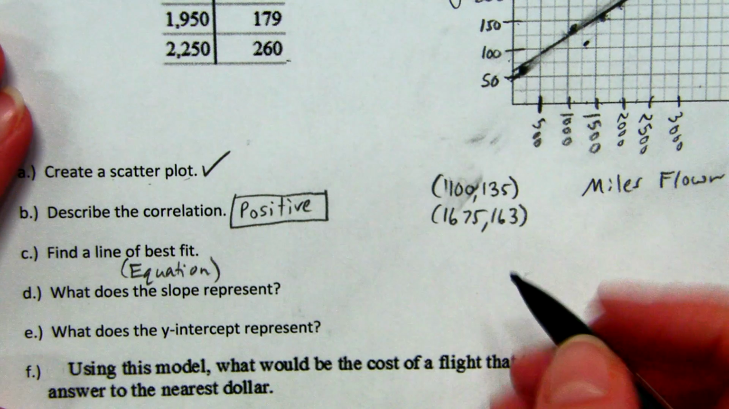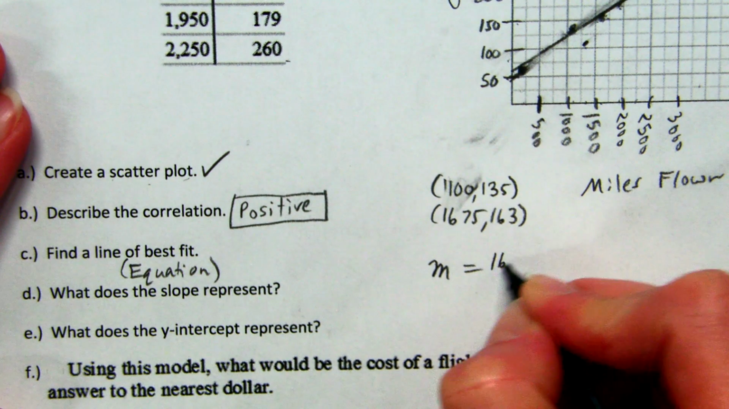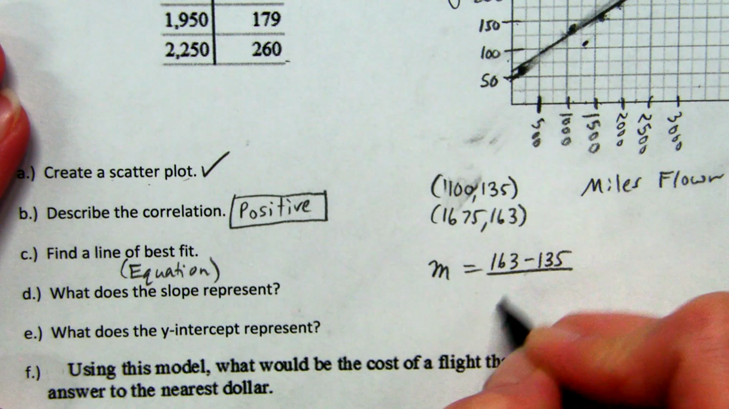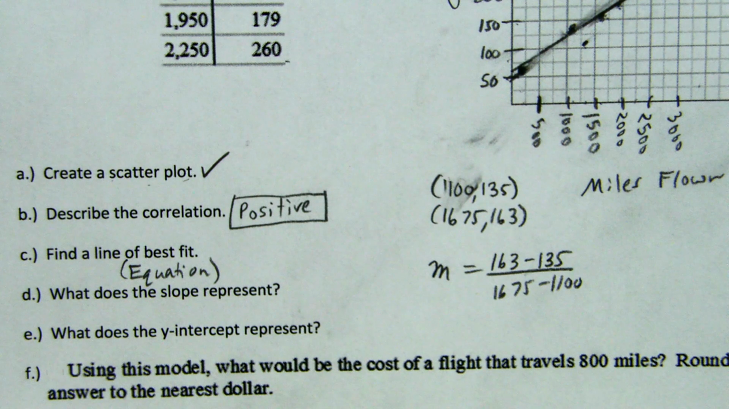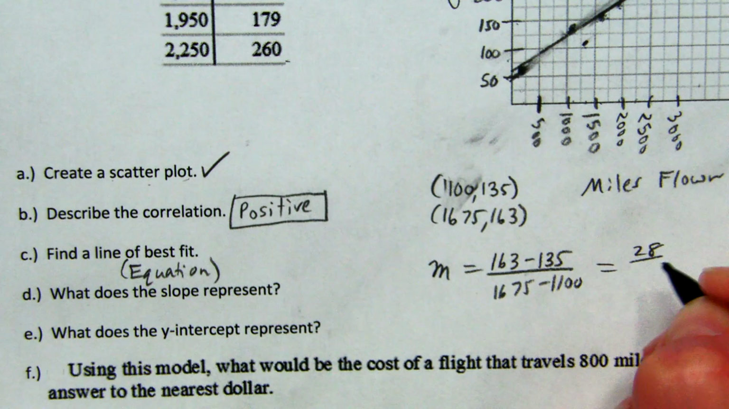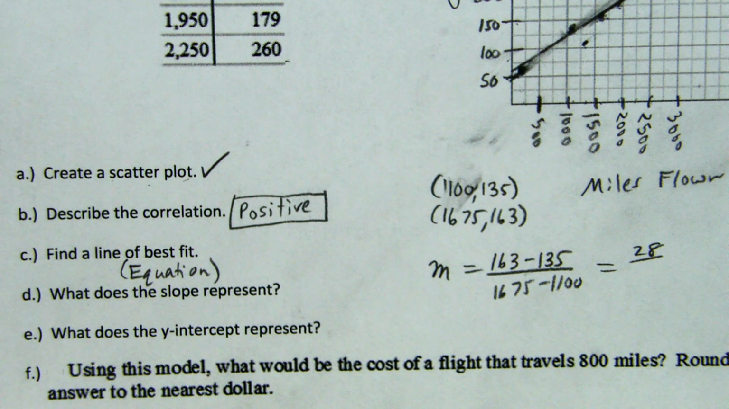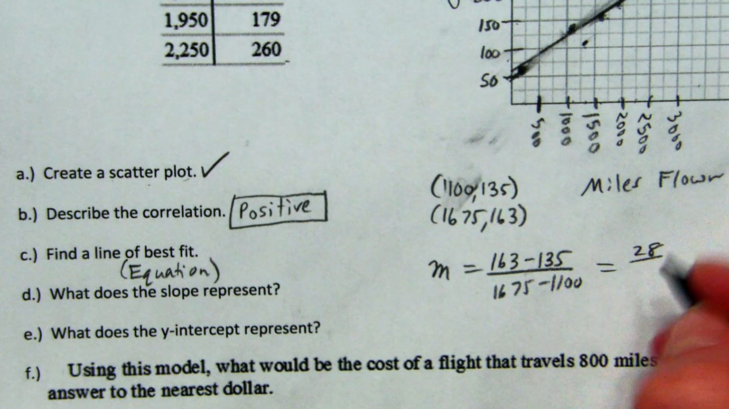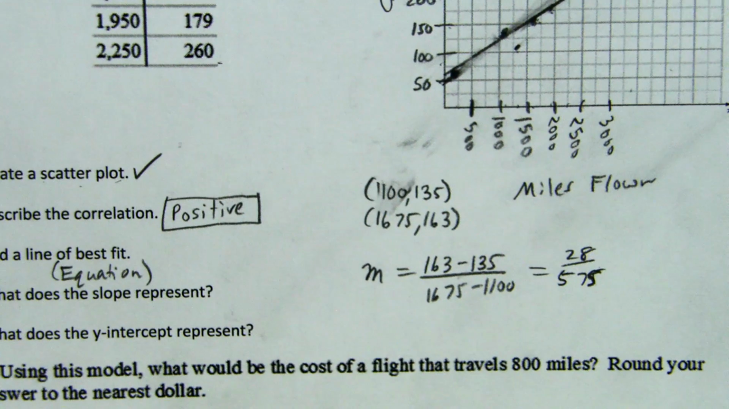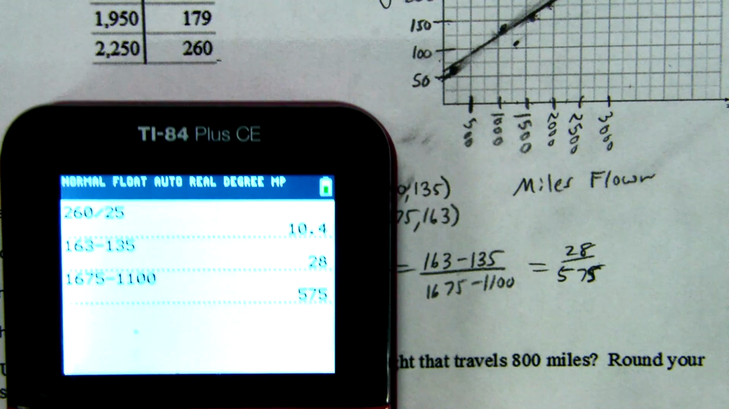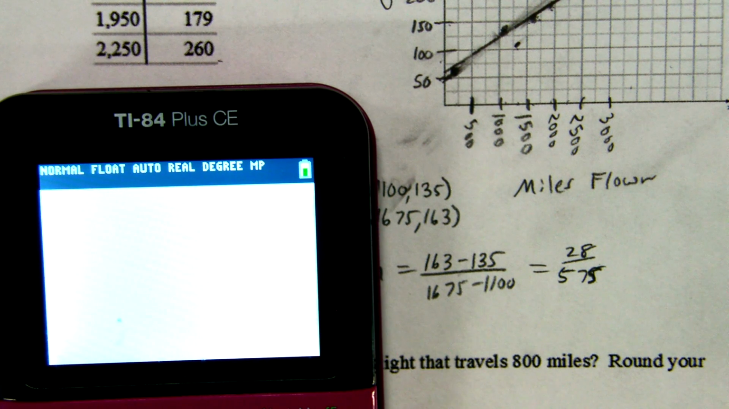All right, so if we find our slope, we take 163 minus 135, over 1675 minus 1100. Did not work this one out ahead of time, so I'm going to do a quick calculation here. So we're going to get 28 over, I should have done that one in my head, 575. All right, and again, because this is a story problem, I'm going to use my calculator. I'll put this calculator up here and show you we're going to change this to a decimal. So I'm going to take 28 divided by 575, and we're going to round this off.